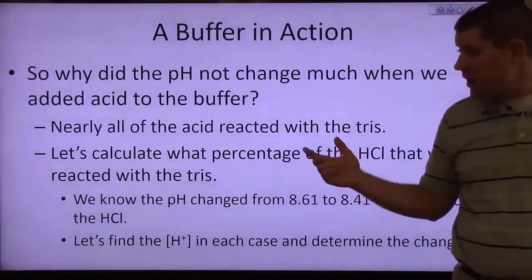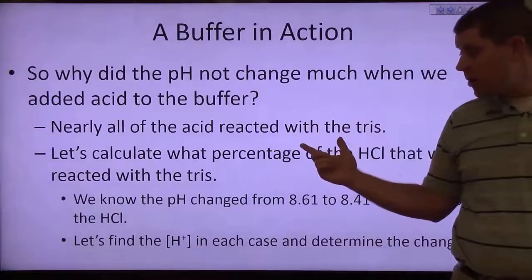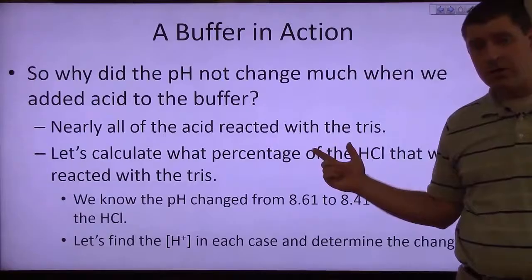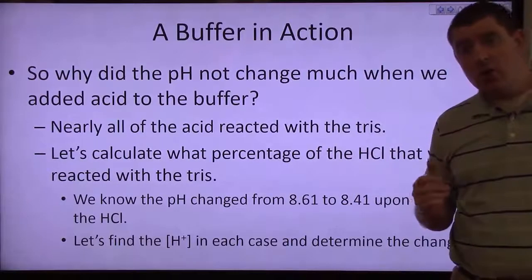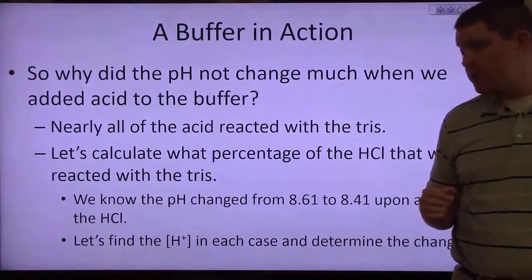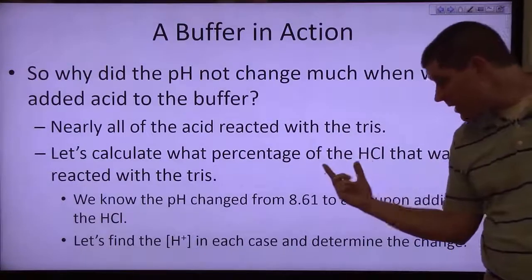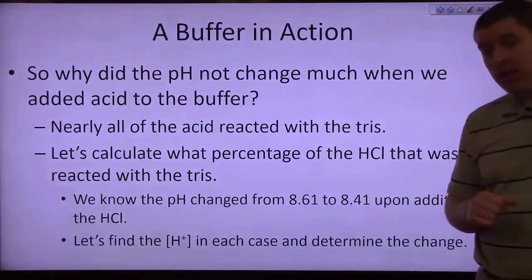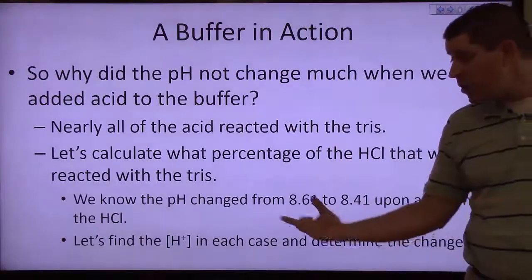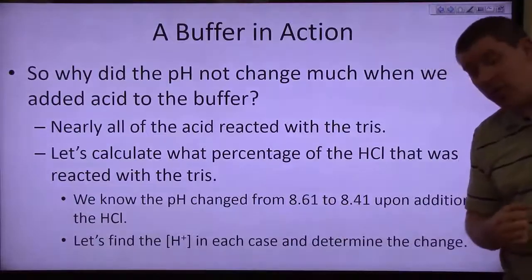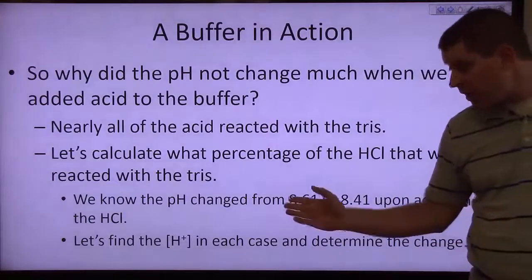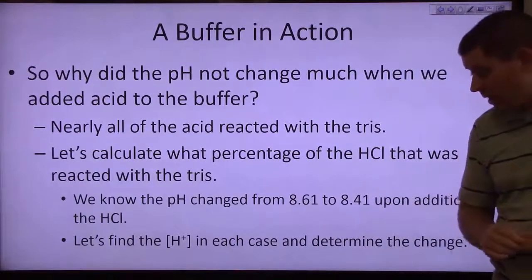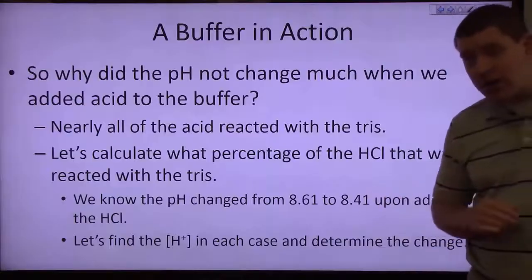So why did the pH not change very much when we added the acid to the buffer? Well, the answer is that nearly all of our acid reacted with our tris. Not all of the acid, obviously, but most of the acid. So let's calculate what percentage of our hydrochloric acid actually reacted with our tris. We know the pH changed from 8.61 to 8.41 upon addition of the hydrochloric acid. So let's find the hydrogen ion concentration in each case and determine the change between those two.